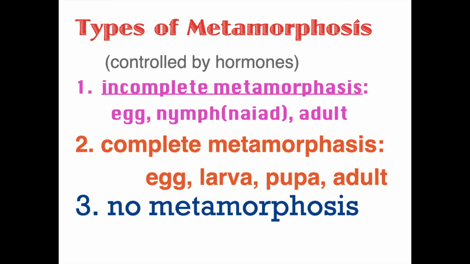That's incomplete. Number 2 is complete. This is where you have a distinguishable egg and larva stage, like a maggot, a mealworm, or a caterpillar, and then it goes through a pupa stage, which is like a cocoon, and then it turns into a new looking thing like the adult. And this is a natural form. Then we have some with no metamorphosis, there's no changing whatsoever.